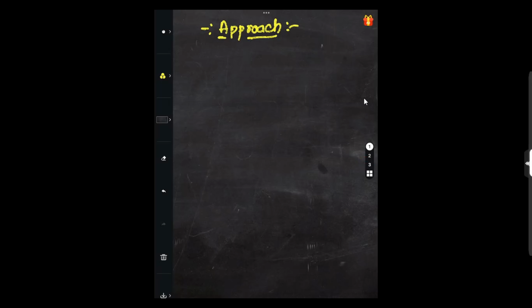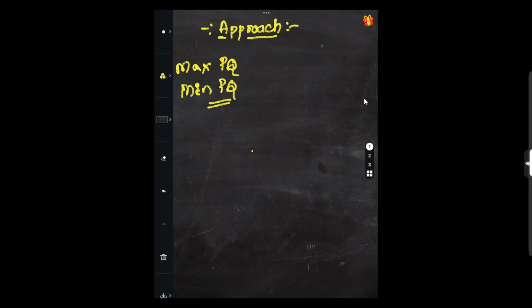Let's discuss the approach step by step. We have to find the median after every insertion, so let's make use of two heaps, or two priority queues: a max priority queue and a min priority queue. Why are we going with a max and min priority queue? Because we have to find the median after every insertion. That is the reason we'll be making use of two heaps.